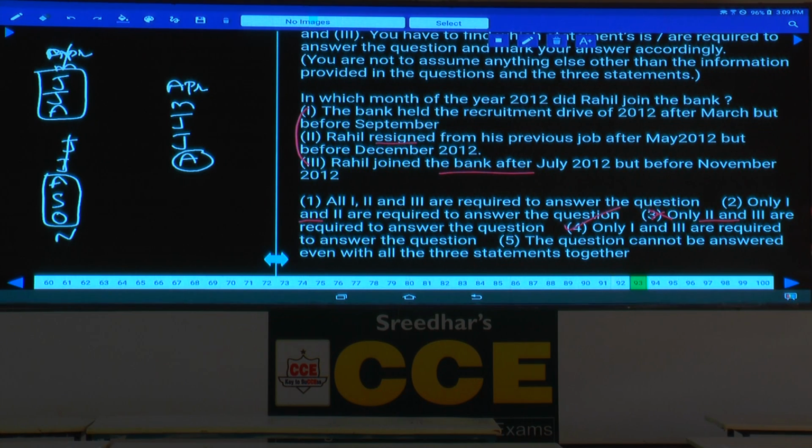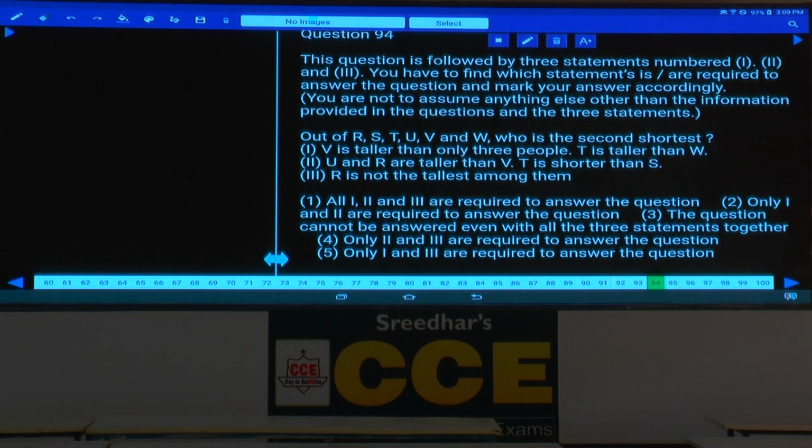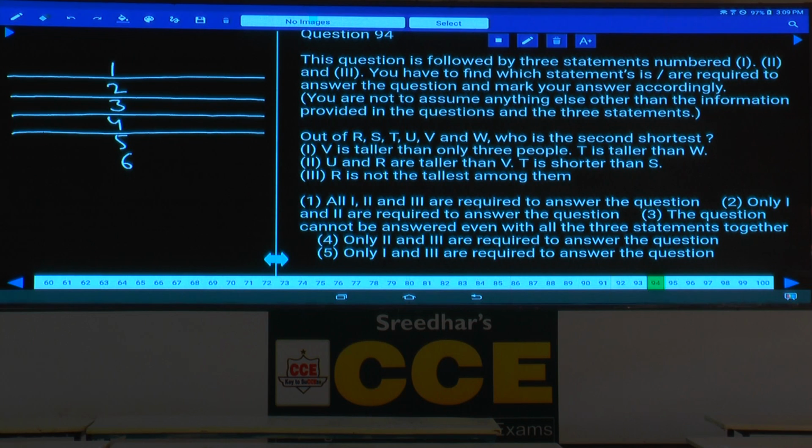93, choice 4 is the answer. Then coming to question number 94, out of R, S, T, U, V and W, how many are there? 6. Who is the second shortest? Now the question is about the second shortest, meaning among these 6 places, we need to find the person who is coming at the 5th place, because the question is about second shortest.